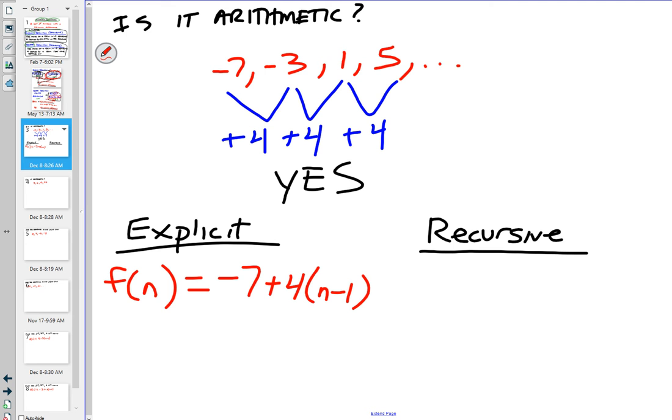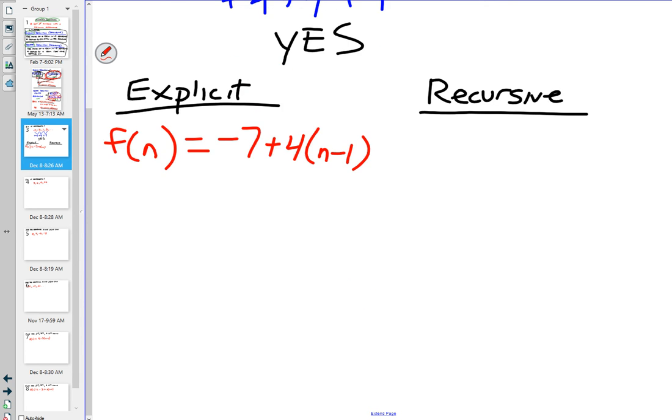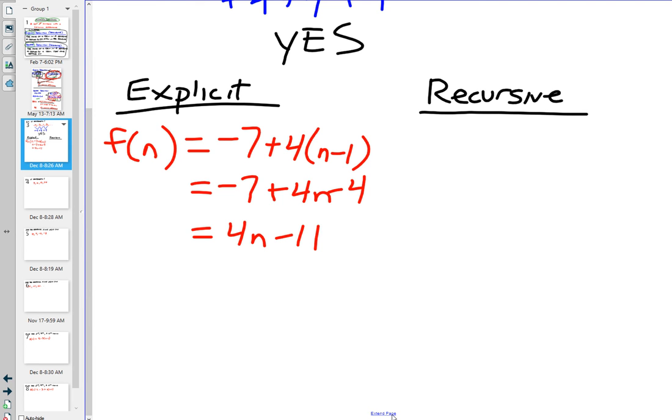But one of the nice things about explicit definitions, at least for all explicit definitions, is that they can be simplified. If possible, you can at least try to simplify. I have a parenthesis here that I can remove. How would I remove this parenthesis? I would distribute: -7 plus 4n minus 4. 4n minus 11.